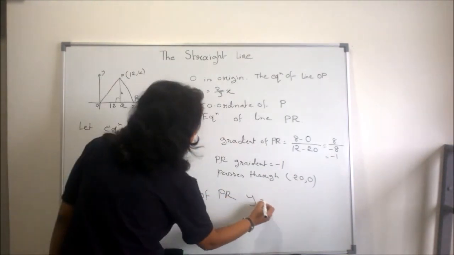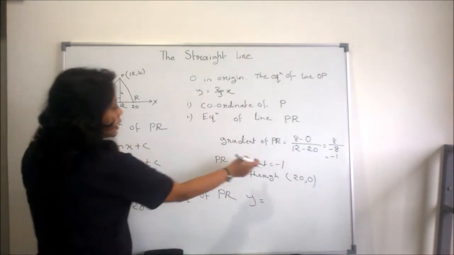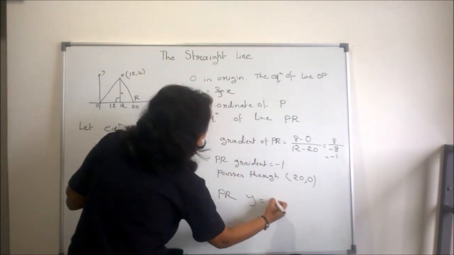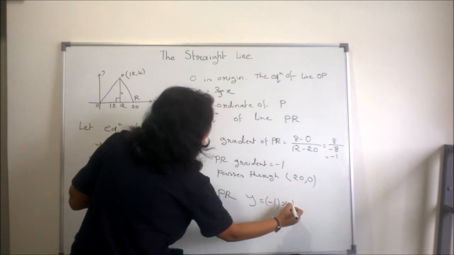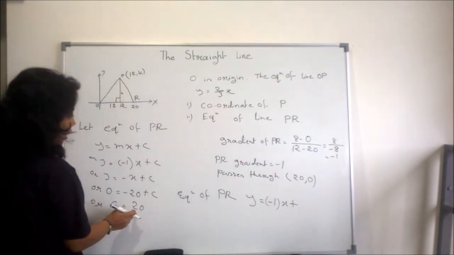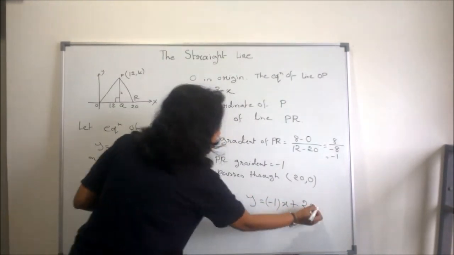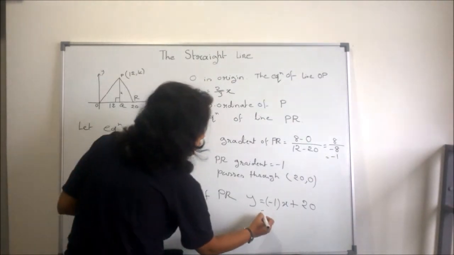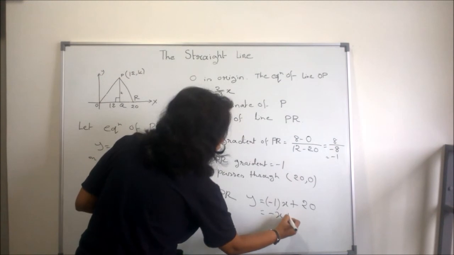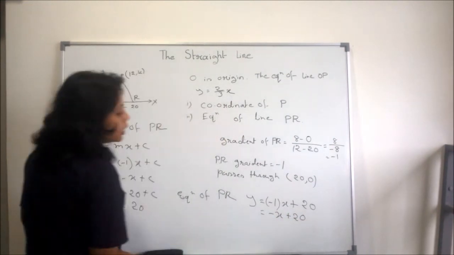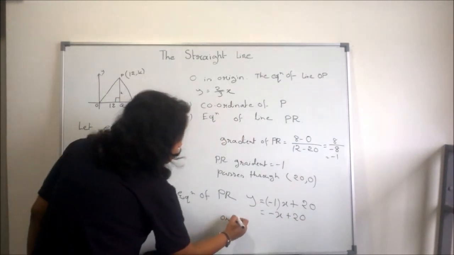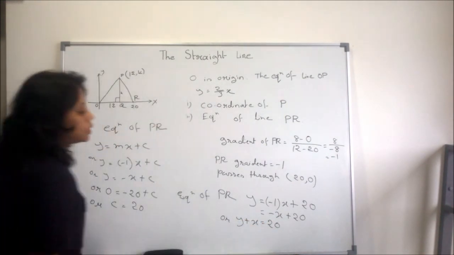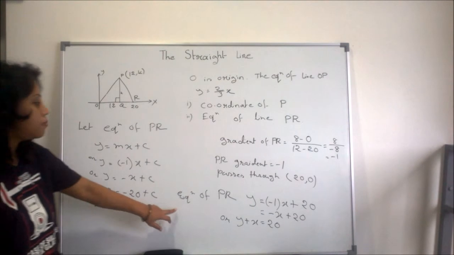This is y is equal to mx plus c. The gradient we have known is -1, so -1 x plus c is equal to 20, and c is equal to 20. So this is -x plus 20. We can also write it as y plus x equal to 20. So this is the equation of the line PR.